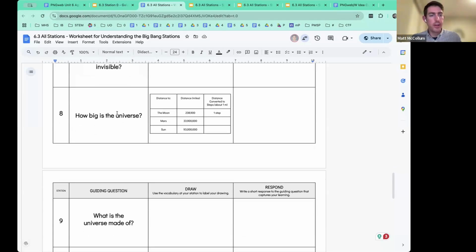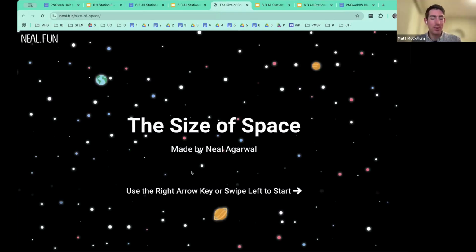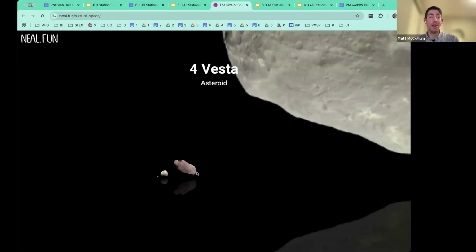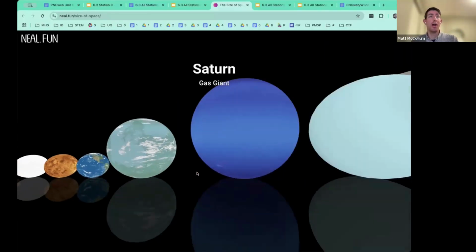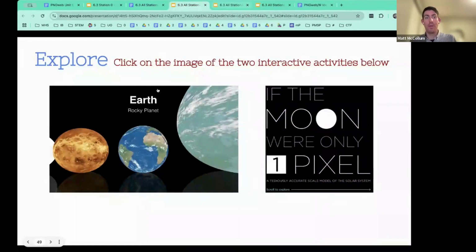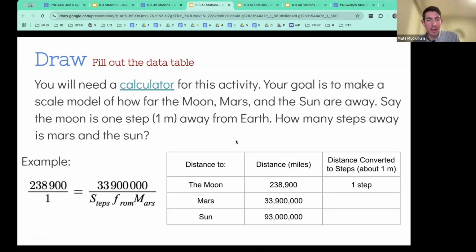Just a couple more stations here. Next station here, how big is the universe? I think we'll just make a nod to these things: there's a couple of cool interactive activities where they're looking at the size of the universe and size of different objects in the universe. So that's first. There's a cool video thinking about the cosmic ruler, how we're going to measure how big things are, and then they basically are making a scale model.